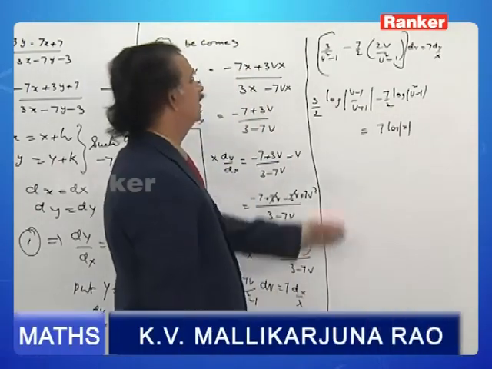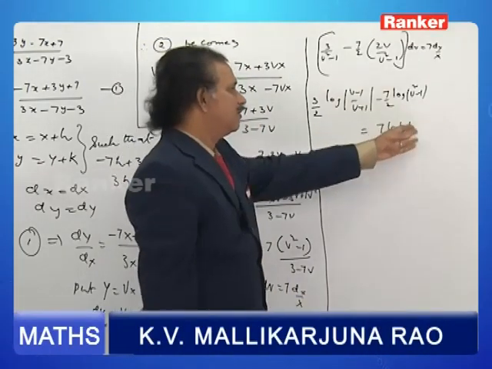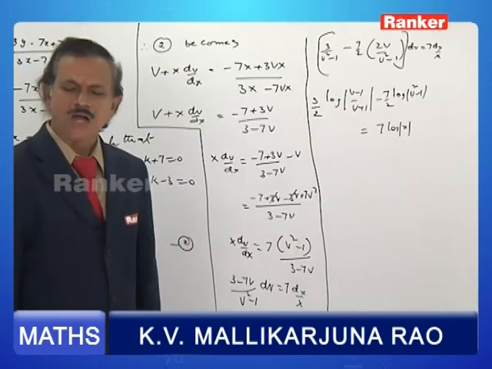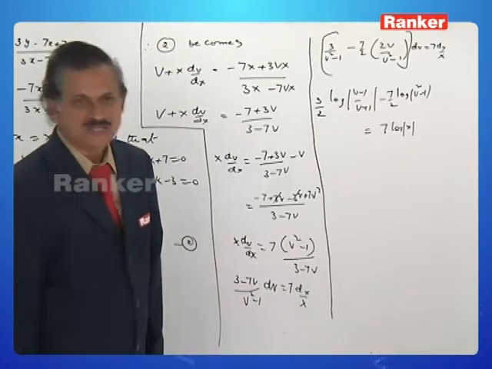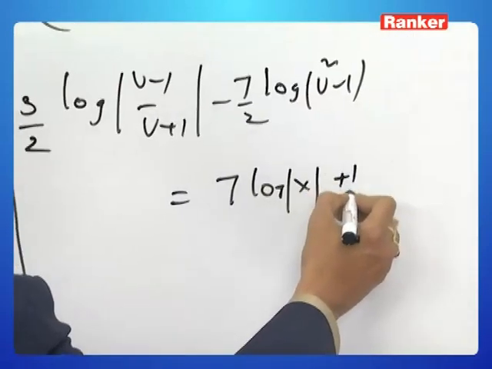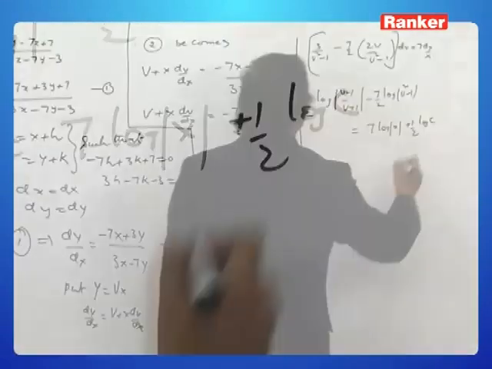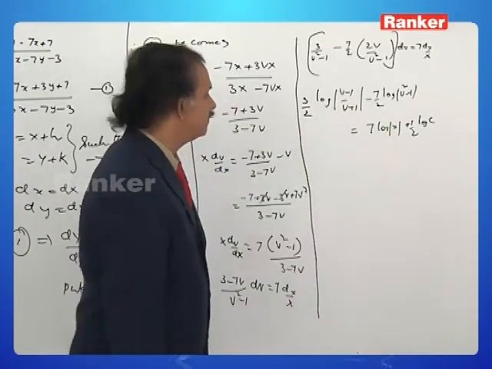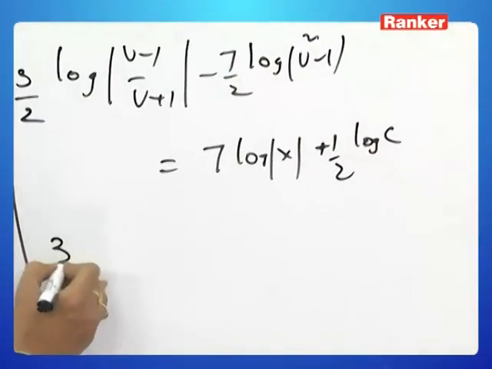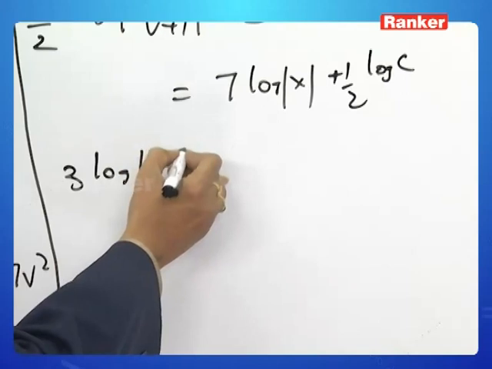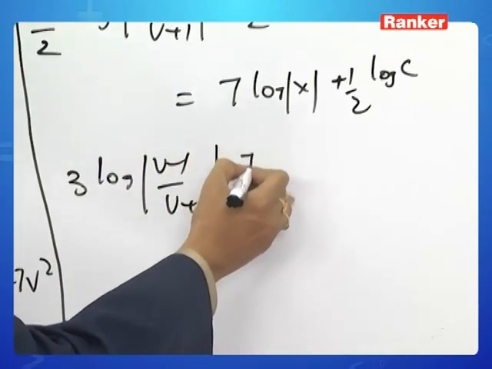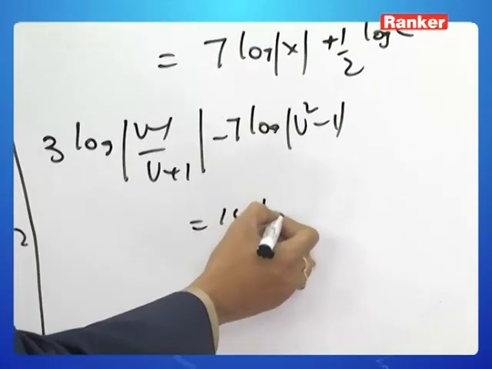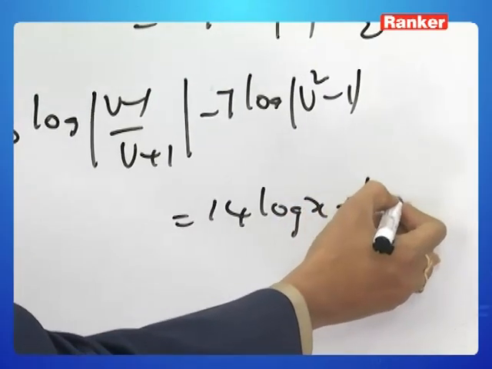Everywhere you are having logarithmic function. And therefore, in the place of the constant also, we shall introduce 1 by 2 log c. Let me write. Why should we have 1 by 2? Because 2 is there. Now multiply this with 2. What happens? 3 into log mod v minus 1 by v plus 1 minus 7 into log mod v square minus 1 is equal to 14 log x plus log c.